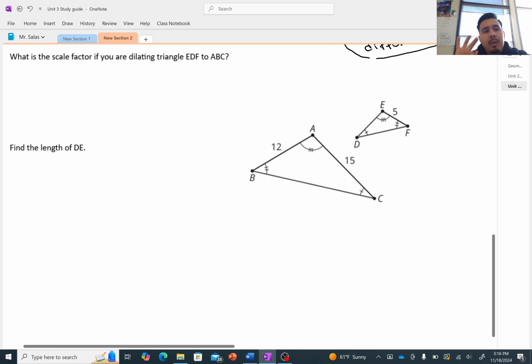We're going to be looking at problem number 3. Problem number 3 says, what is the scale factor if you're dilating triangle EDF to ABC? Well, before I do anything, I like to identify the parts that are corresponding. That'll help me figure things out.